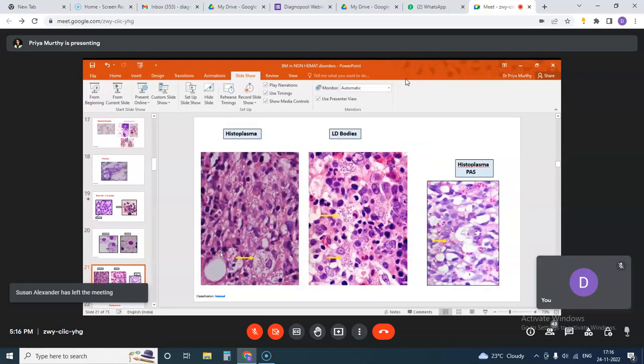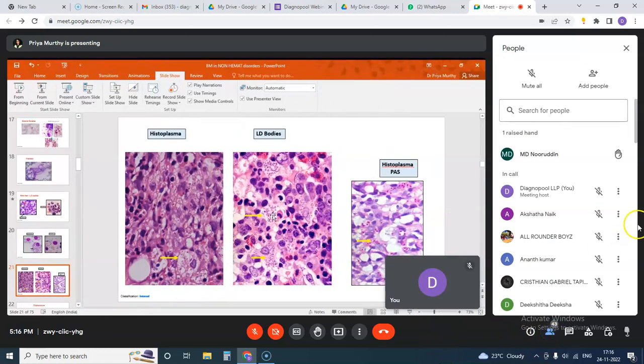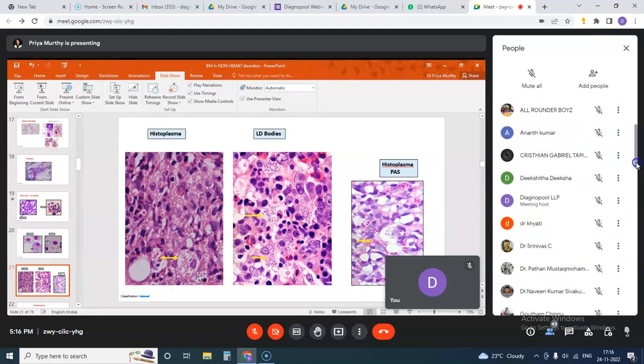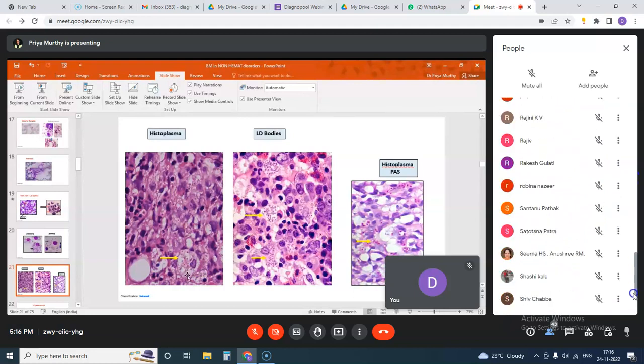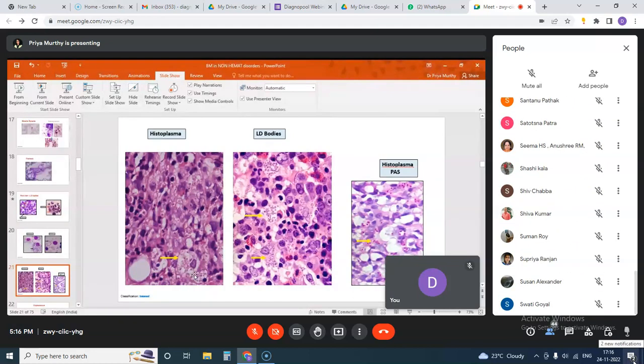Likewise, in the bone marrow biopsy, you can find macrophages loaded with histoplasma and loaded with LD bodies. In Kala-Azar, these macrophages are just packed with LD bodies. Numerous of them are present inside the macrophage. Whereas in histoplasma, there are fewer in number and there is a definite space around each nucleus. To visualize this better, a PAS stain can be performed, which stains the capsule of the histoplasma.